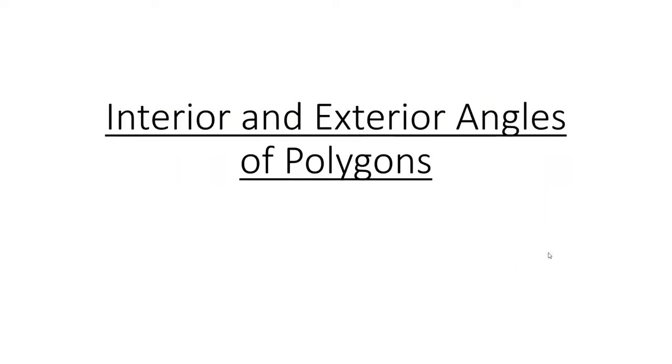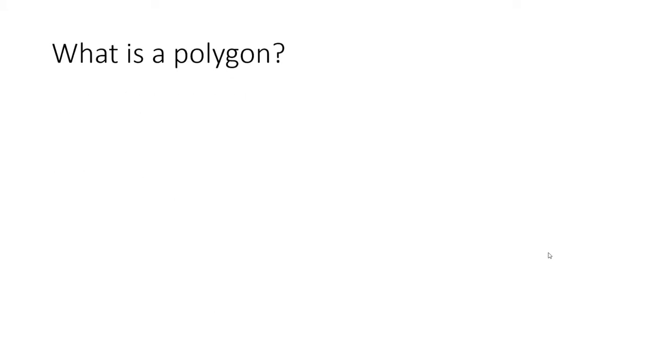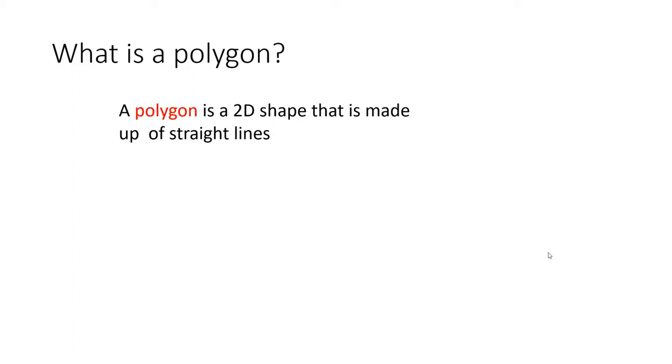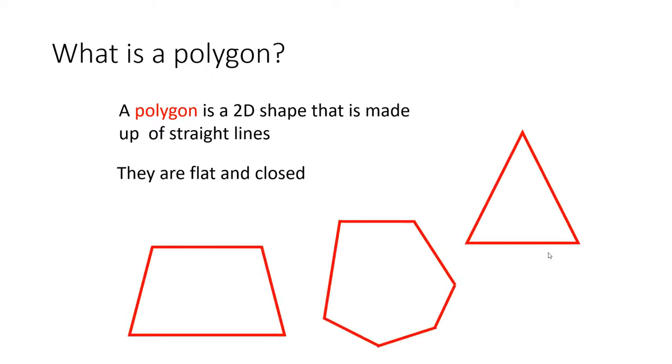So in this lesson we're going to be learning about interior and exterior angles of polygons. First of all, we're going to understand what is a polygon. So a polygon is a 2D shape that is made up of straight lines. So it can't have any curves, it has to be straight lines. They are flat and closed and look something like this.